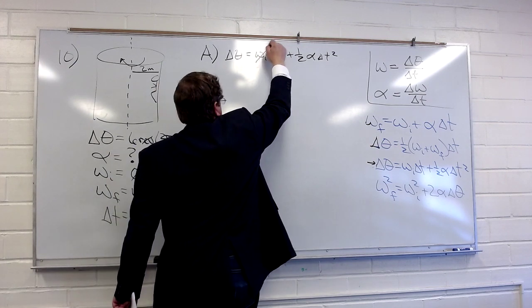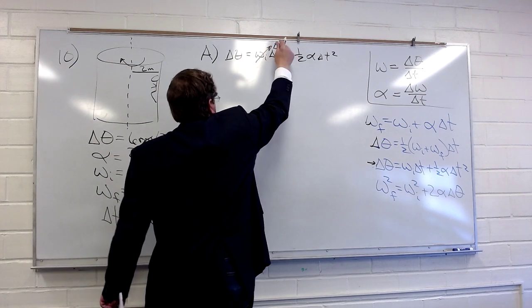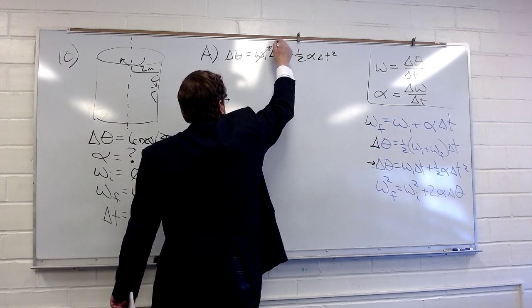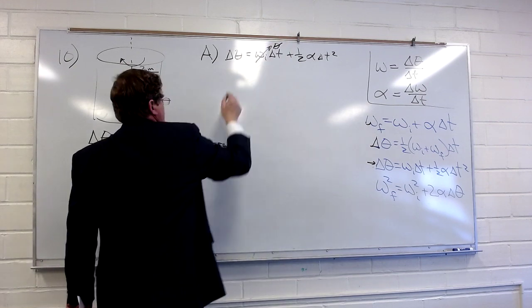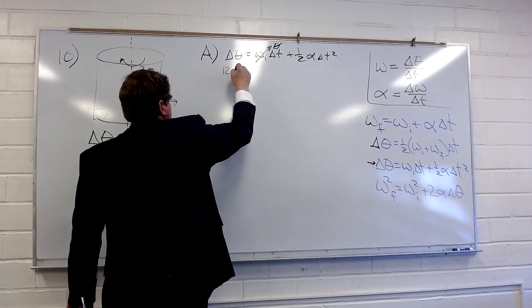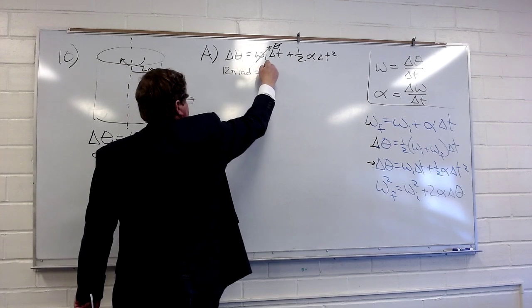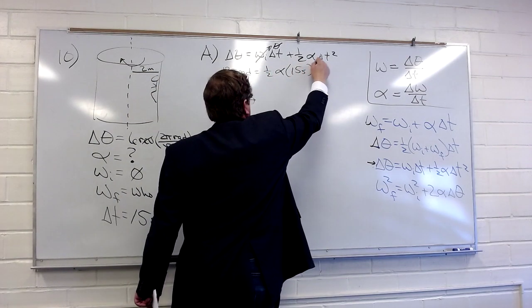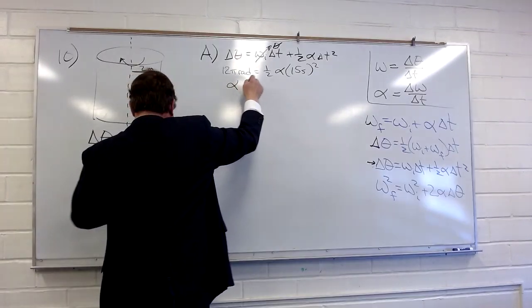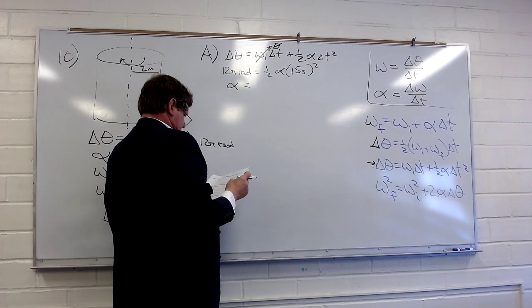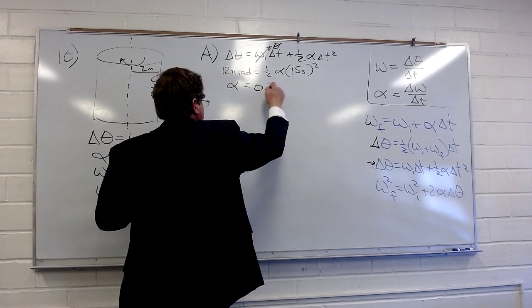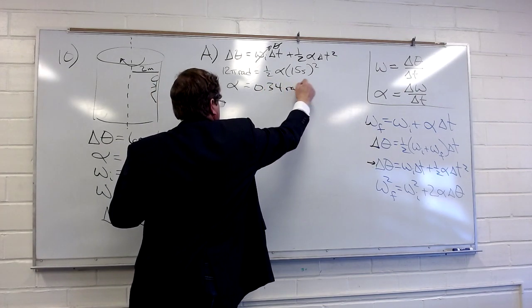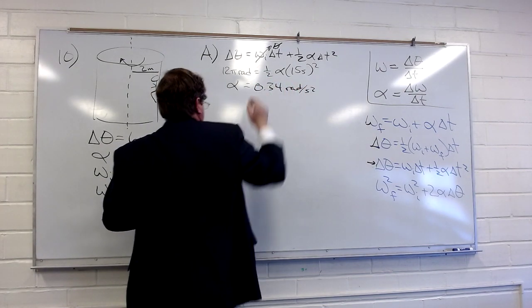And this is 0, so that goes out. So this is 12 pi radians is equal to 1/2 alpha times 15 seconds squared. And that gives me an alpha of 0.34 radians per second squared. Okay.